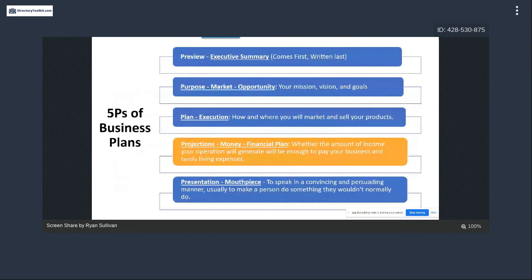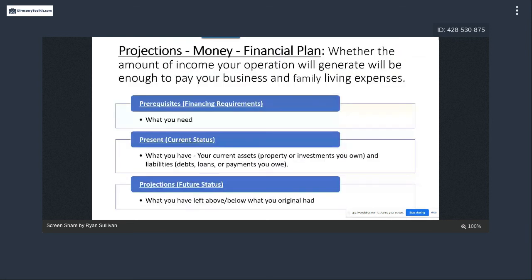The fourth P is projections, money, and financial plan, right? And obviously, this is one of those that either makes or breaks the business. So it's the financial plan, and the bottom line is whether the amount of income in your operation will generate enough pay for your business and family living expenses to continue the business. It's just that simple. If you don't have any money at the end of the day, you're going to go out of business. If you do, you're going to thrive. So that's really where the rubber meets the road, right?